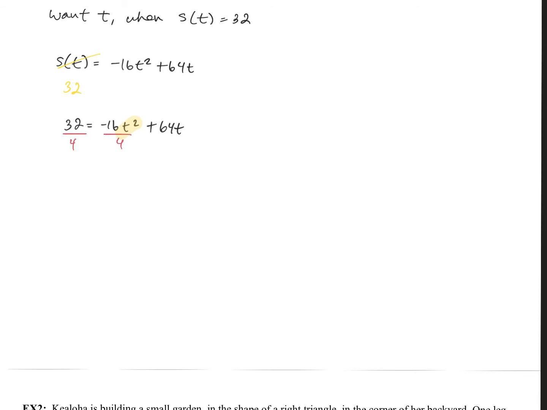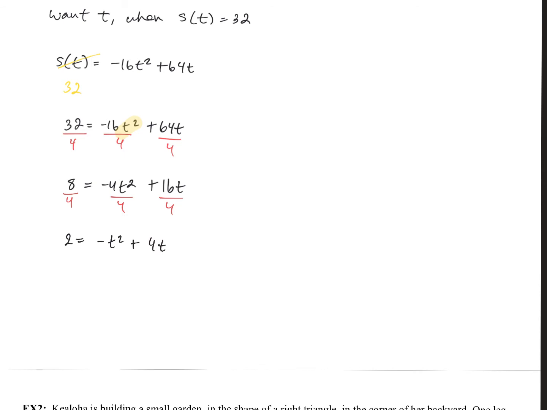Dividing everything by 4. 32 divided by 4 is going to be 8 equals negative 4t squared. And 64 divided by 4, let's check that. 4 goes into 6 once, 24, that's going to be 6, so 16. And all of these numbers, 8, 4, and 16, can all still be divisible by 4. So let's go ahead and divide by 4 again. Once again, simplify if you can. Making the number smaller makes your life way easier. So it'll be 2 equals negative t squared plus 4t.